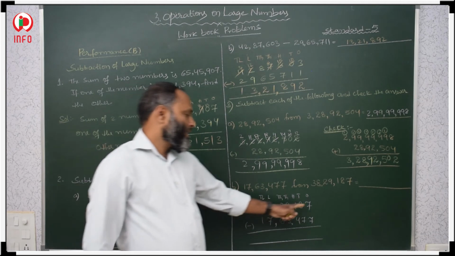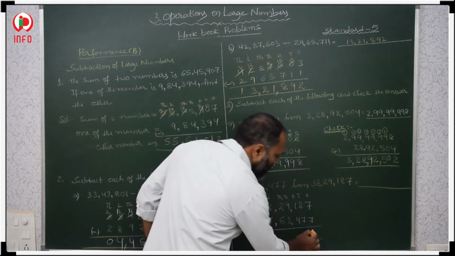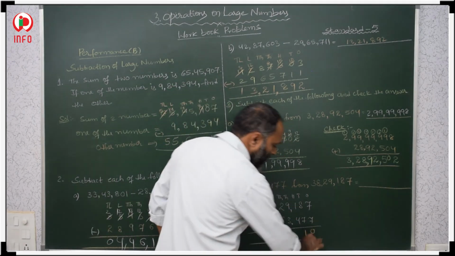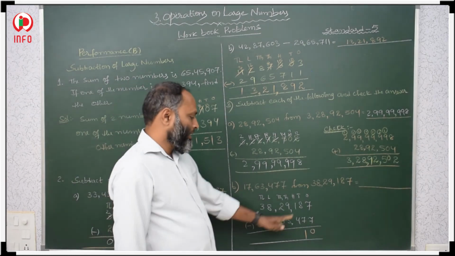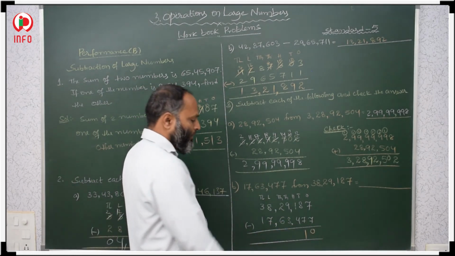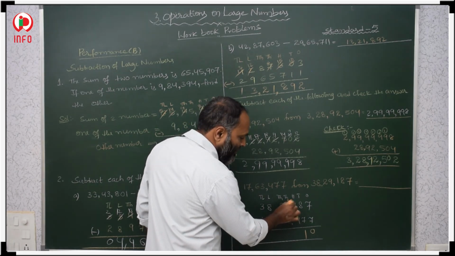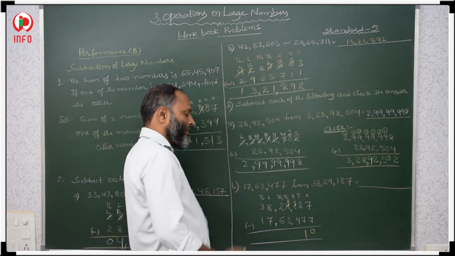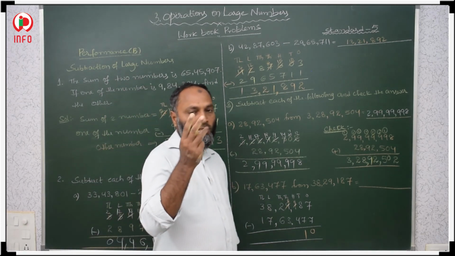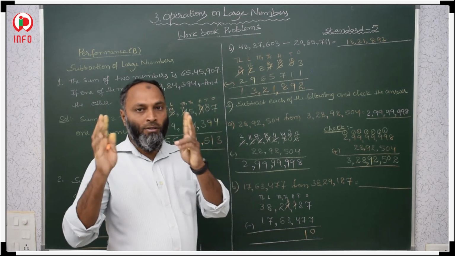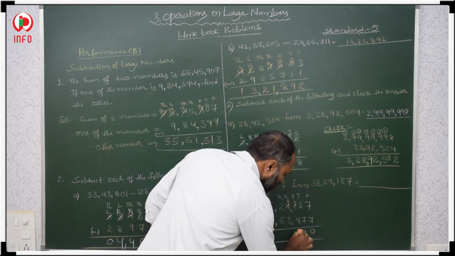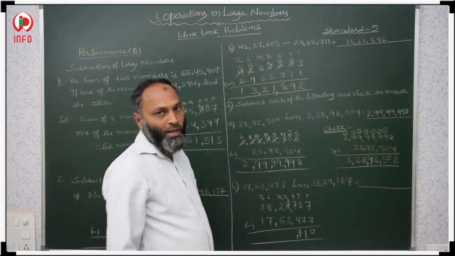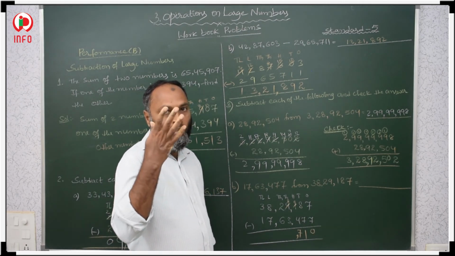Now 7 minus 7, 0. 8 minus 7 is 1, the difference. 1 minus 4, the minuend is less. Borrow from the next. It will decrease by 1. It will increase by 10. 11 minus 4 means counting from 5 to 11. 5, 6, 7, 8, 9, 10, 11. Total 7. 8 minus 3 means counting from 4 to 8. 4, 5, 6, 7, 8. That is 5.